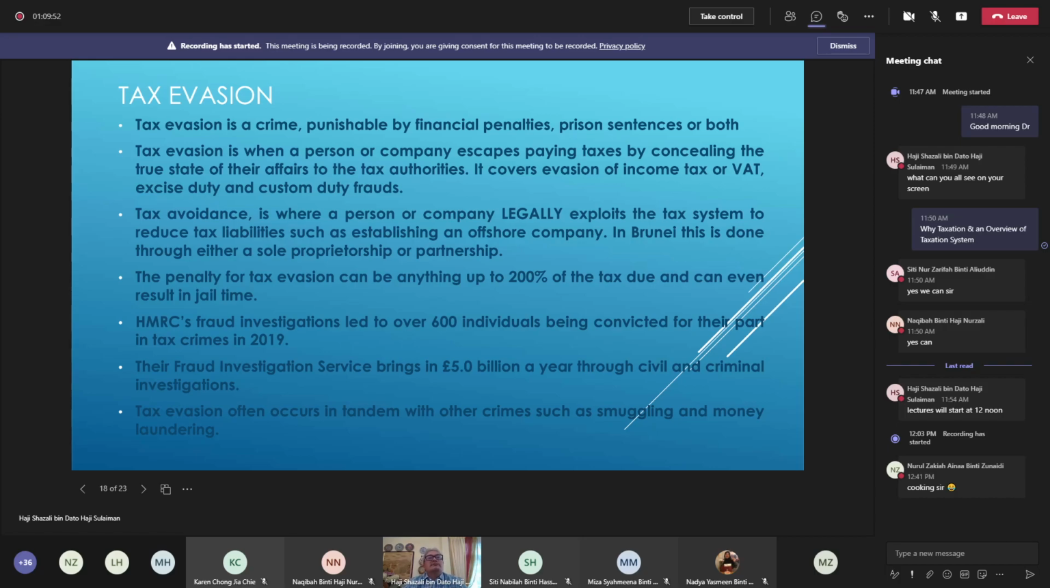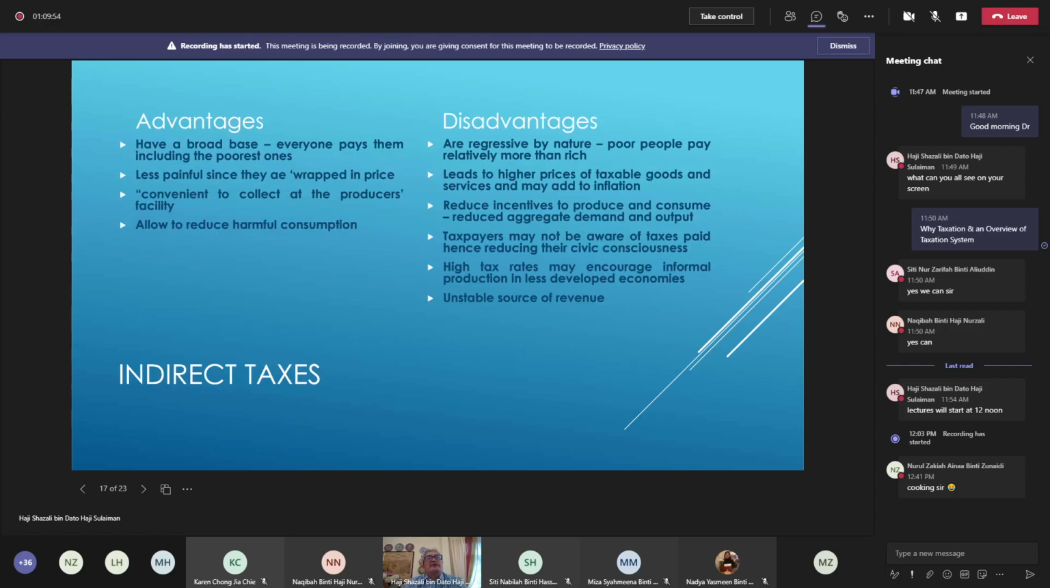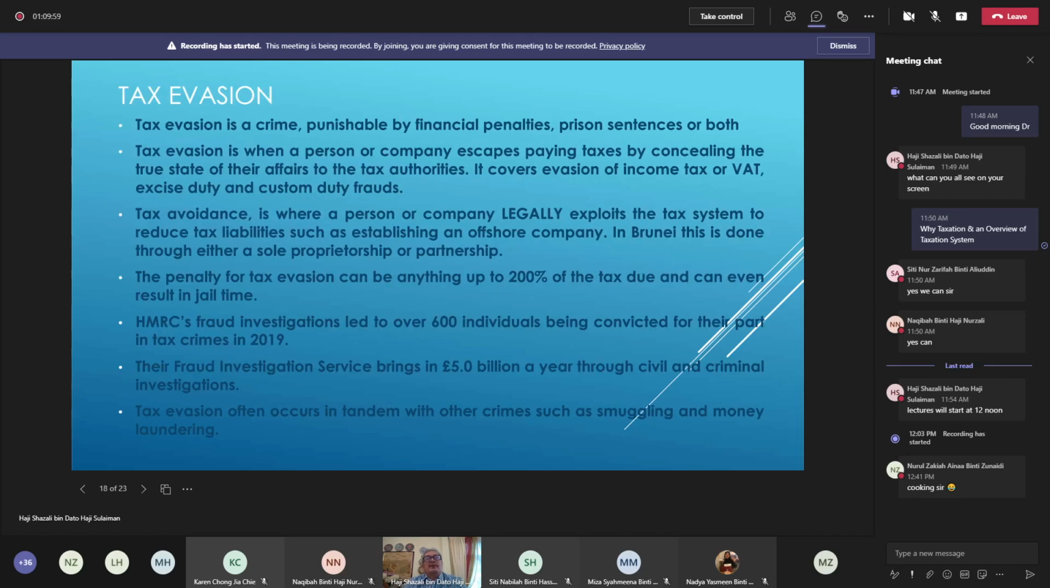Okay. Let's do tax evasion. Now, if you do a Google search, taxation, tax evasion, tax scandals and all that, there are a lot of juicy stories on the internet about companies and individuals trying to be creative to reduce their tax liability. I mean, nobody wants to pay tax in general.